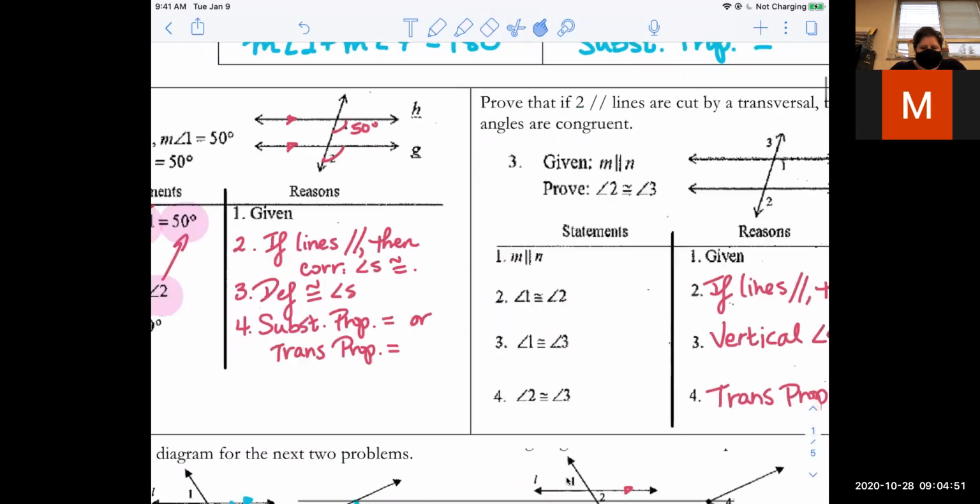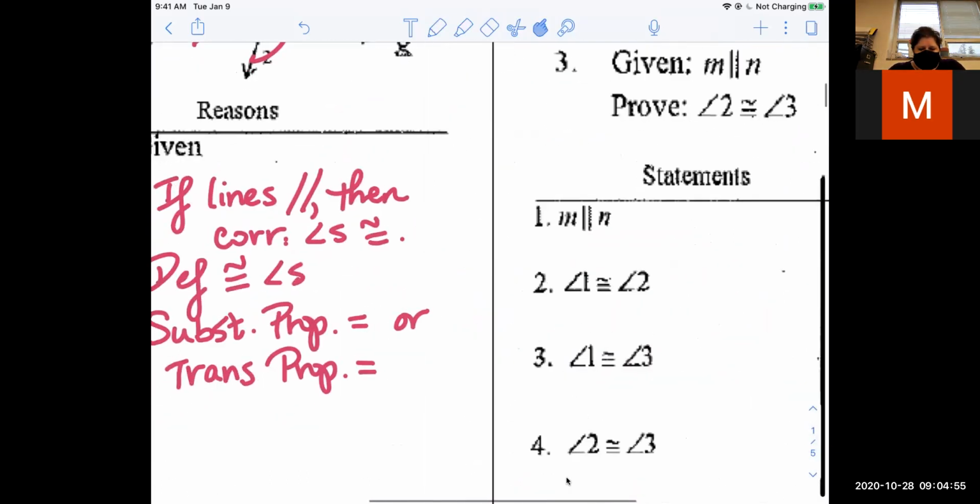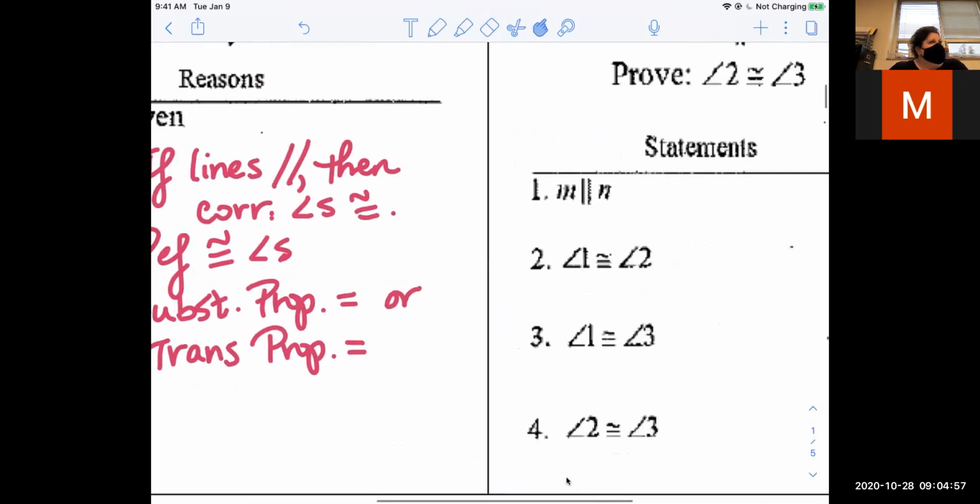All right, for the second one, we have M and N are parallel, and angle 1 congruent to angle 2, angle 1 congruent to angle 3, so therefore angle 2 is congruent to angle 3. This is given. Without even knowing what steps 2 and 3 are, you should be able to tell me what step 4 is. What is the reason for step 4 by looking at those statements? What's the reason for step 4?